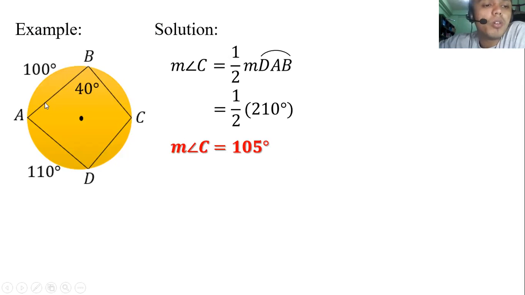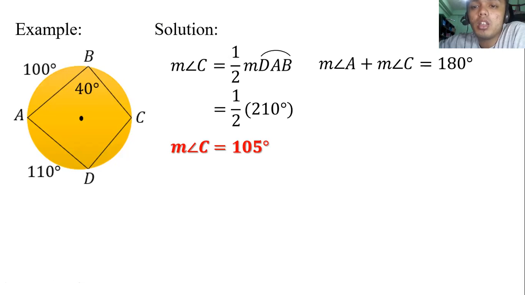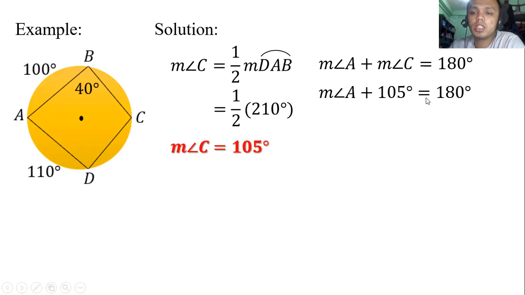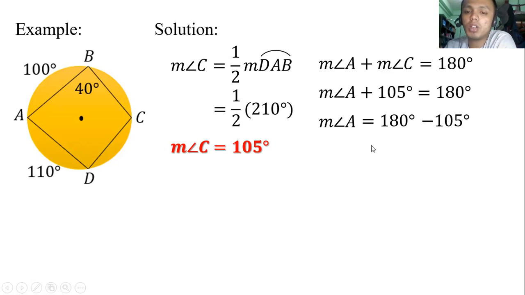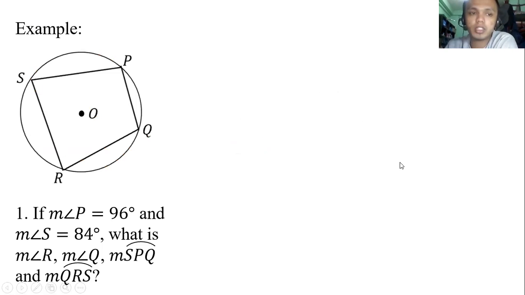Now, find measure of angle A naman. Dito, we can apply now the cyclic quadrilateral theorem. Here, your A and C are supplementary. That is because they are opposite angles, the converse of the theorem. Measure of angle A is unknown. Measure of angle C is 105 degrees, equal to 180 degrees. Transpose natin, we have 180 minus 105 is equal to 75 degrees for your measure of angle A.